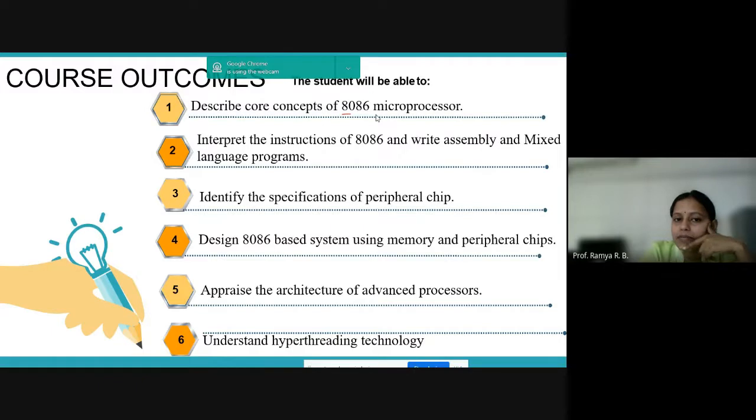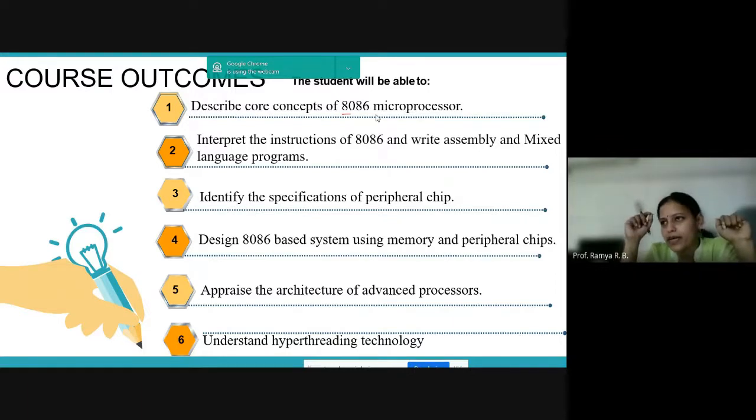Second outcome is interpret the instructions of 8086 and write assembly and mixed language programs. Once you learn the instruction set, you will be able to write assembly language programs and another domain of programming which is called mixed language programming. Mixed language programming is a combination of a higher level language and assembly programming. For example, you write code in C and inside the C code you write assembly programming.